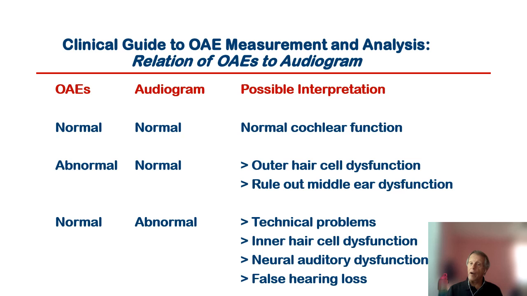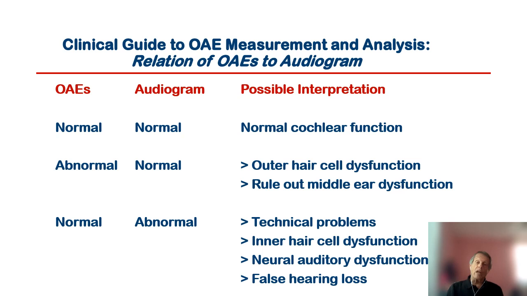Another possibility, very rare, would be there really is a hearing loss. The audiogram's accurate, but the hearing loss is due to inner hair cell dysfunction. So the inner hair cells are not functioning properly, but the outer hair cells are normal. That's why we have normal OAEs in that patient with the hearing loss. This is very unusual, and it's almost always a congenital problem, and almost always is going to be detected at a young age. But that's a possible explanation.